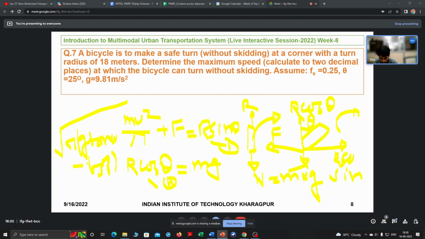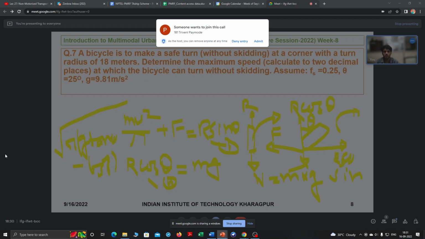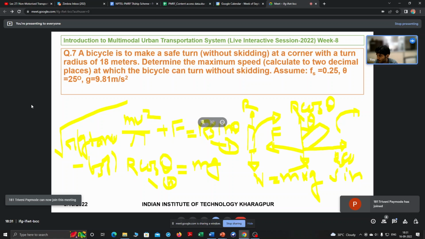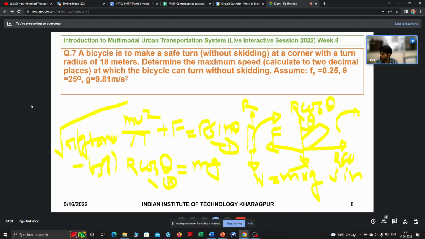So your theta, okay. So tan 25, Rg common, tan 25 minus Fs. So then what is the Fs value? Fs value is 0.25, right? So then 0.216 into r into g, 9.81 in meters, and r is how much? 80 meters. So then this is 13 point something, and root of the answer is 6.18 will be your maximum speed in meter per second, because everything is in meter per second.